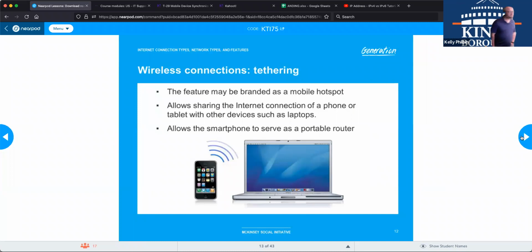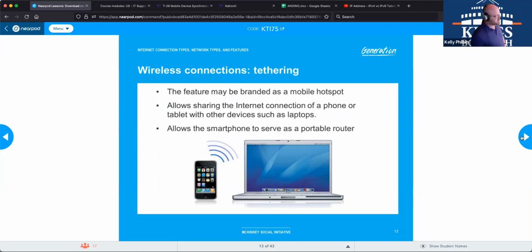Another one is tethering. They may also call this a mobile hotspot. Depending on your service provider, you may or may not have access to this. Something typically you would ask them to turn on. This would allow you to share your cellular data with other devices like your computer or gaming devices or things like that.